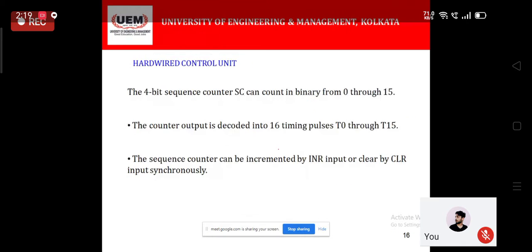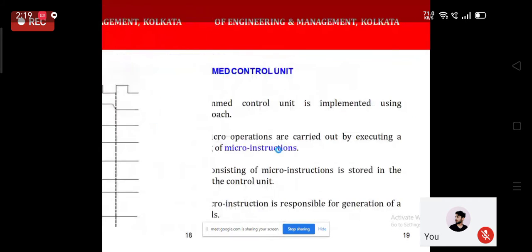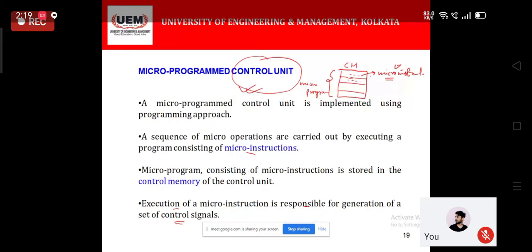But in this case, you have a list of instructions which are there in the control memory, and depending on that, you are going to do this.